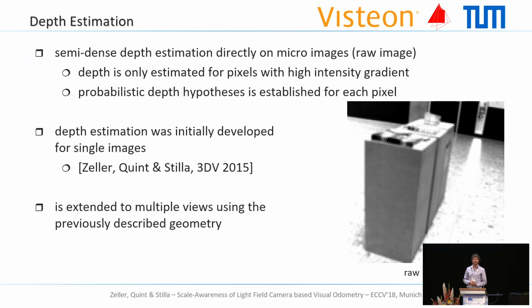Initially, we developed this algorithm for only single images, but with our new geometry, we can extend that to a multiple view geometry, to use also multiple images to retrieve depth, and therefore really benefit from the larger stereo baselines. And what we end up with is a depth map which looks more or less like this. We have depth information for each of the pixels in our micro images.